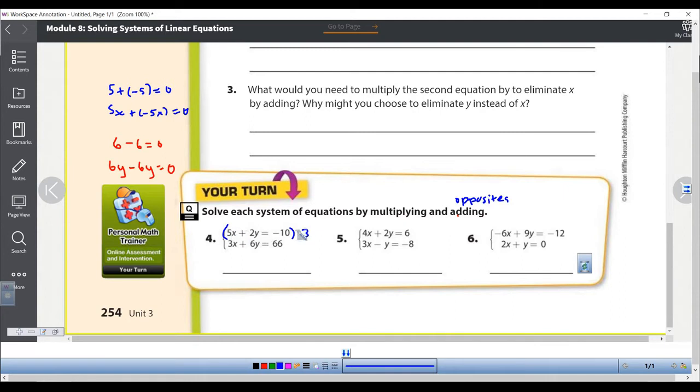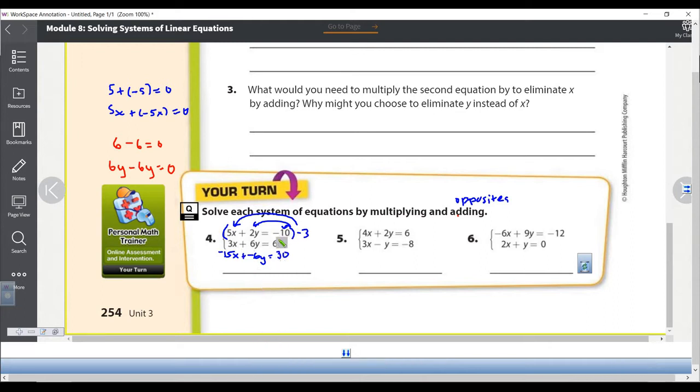So here we go. I'm going to take this top equation, and remember, we have to multiply the entire equation. Whatever you do to one side of an equation, you have to do to the other side. And when you're multiplying or dividing, you have to do it by every single term. So I'm going to multiply that negative 3 by that term, and by that right there. Negative 3 times 5x is going to give me negative 15x, plus negative 3 times 2 is going to give me negative 6y, and negative 3 times negative 10 is going to give me positive 30. So I've created a new equation. The great thing is all the solutions are the same. I haven't changed the solutions.